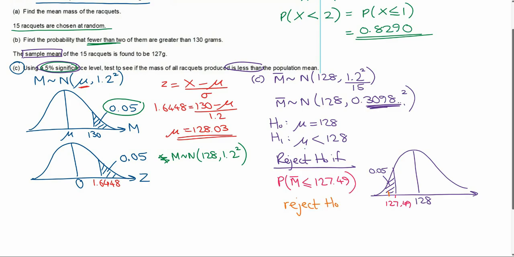And again, just to shorten this video, I'm not going to write it, but I will say it. You must write it. Didn't label my axes, naughty. So there is evidence to suggest that the mass of these rackets is less than the population mean.